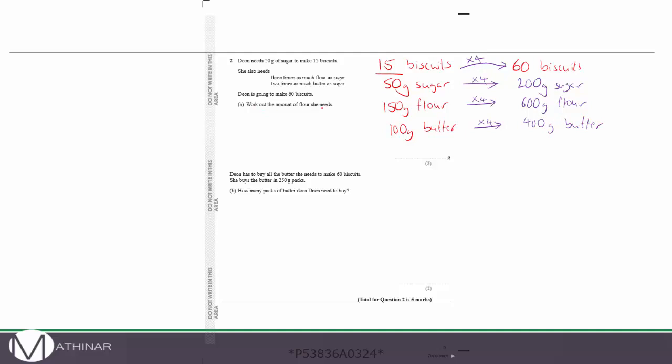Now the question is, work out the amount of flour she needs. We've already worked it out here, it's 600 grams. So she needs 600 grams of flour. That's part A for 3 marks.